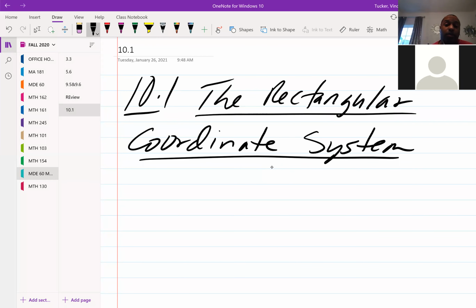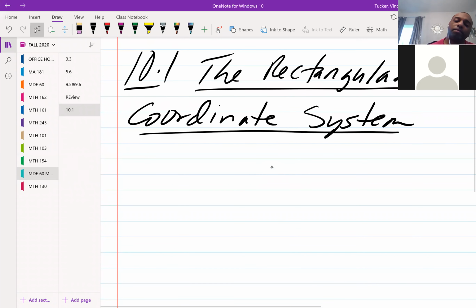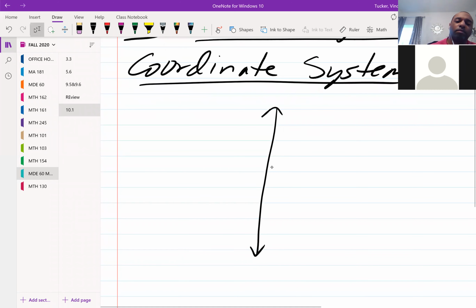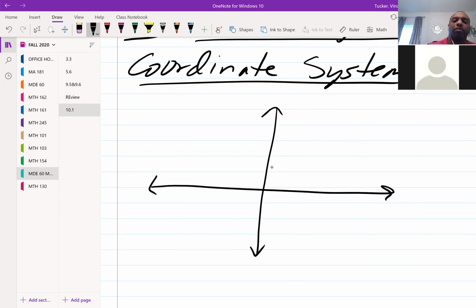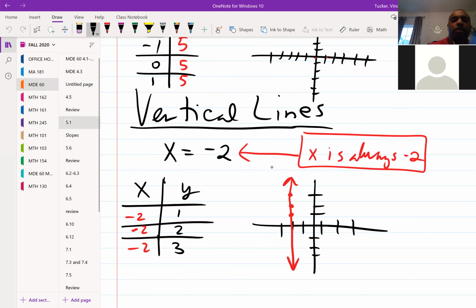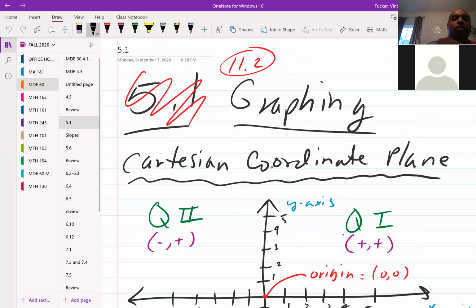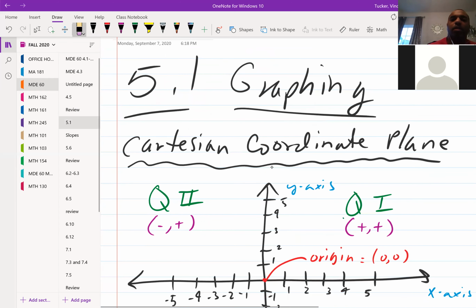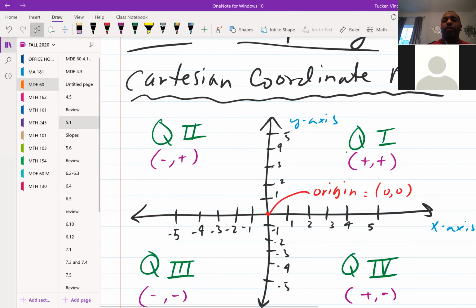All right, so 10.1, the rectangular coordinate system. As a matter of fact, let's do this. I'm gonna have this somewhere else. All right, so let's do this. Let's go here. This is exactly what I was going to write.